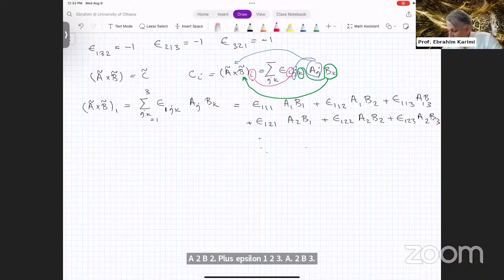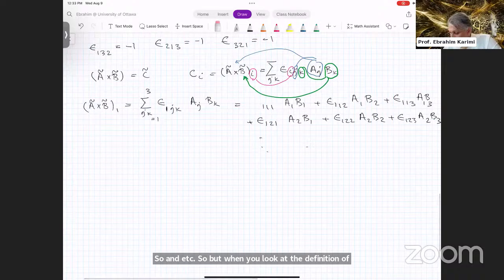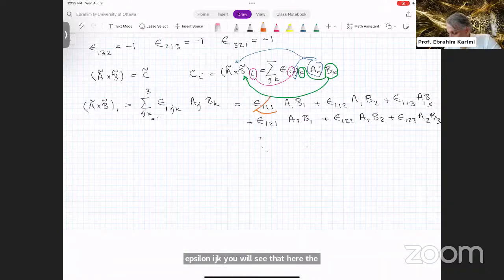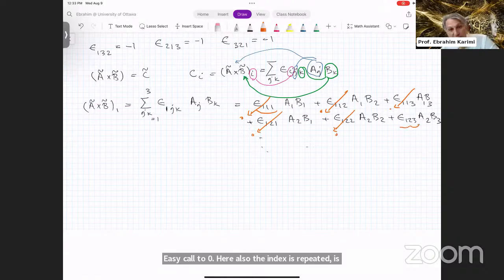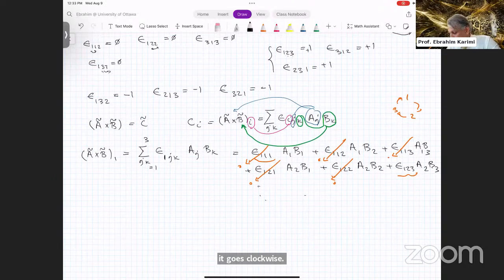But when you look at the definition of epsilon ijk, you will see that here the index is repeated, so definitely that is equal to 0. The index is repeated, equal to 0. Here also the index is repeated, equal to 0. Here also it is 0. That's the only term that is not equal to 0: epsilon 1 2 3. And if you look at 1, 2, 3, you will see that it goes clockwise, so the result of this will be positive 1.